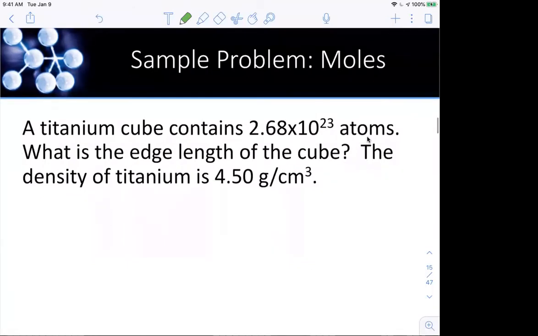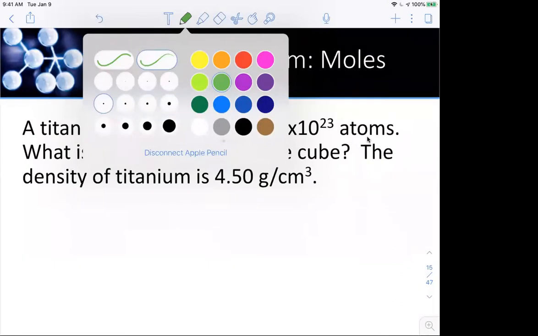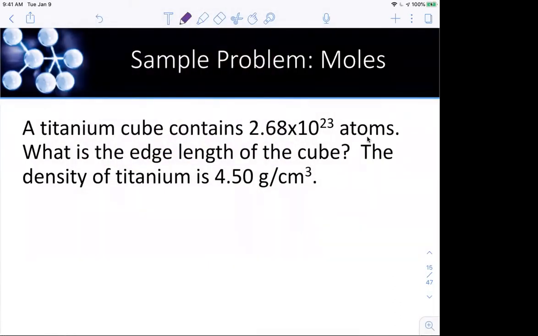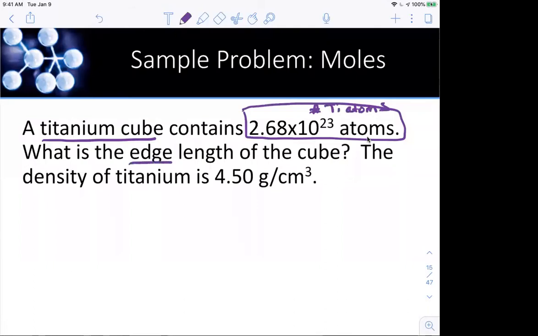Here's another, a little bit harder problem. So let's go over this guy. I have a titanium cube, and this is the number of atoms. So this is the number of titanium atoms. I want to know the edge length of the cube. What I'm given is that the density of titanium is 4.50 grams per centimeter cubed. This is a much harder problem.